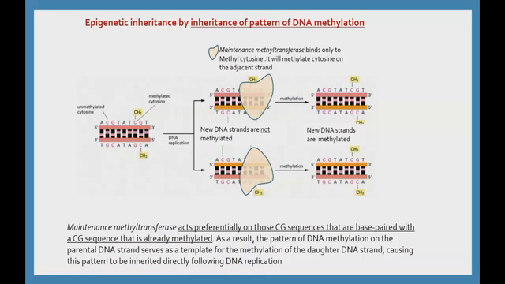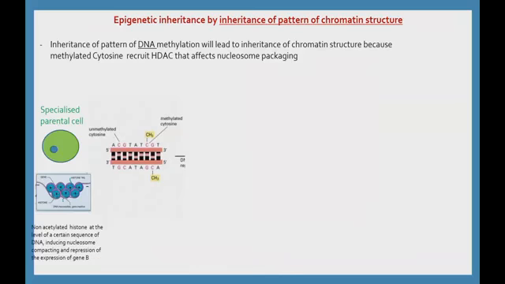Good. So we have a feedback loop where some transcription factor induces a positive feedback and you don't need the initial differentiating event. You have a possibility to transfer the pattern of methylation of cytosine because of the specific affinity of the maintenance methyltransferase. Okay, and we also would like to have inheritance of the pattern of chromatin structure. How do we get that? Thanks to the methylation pattern.